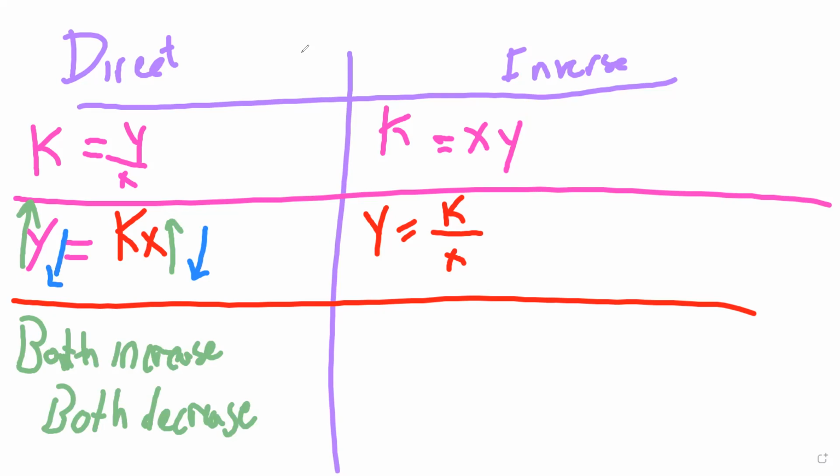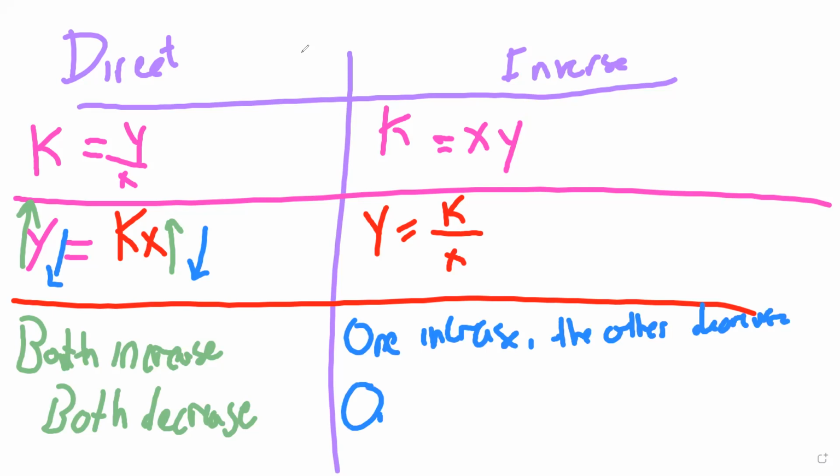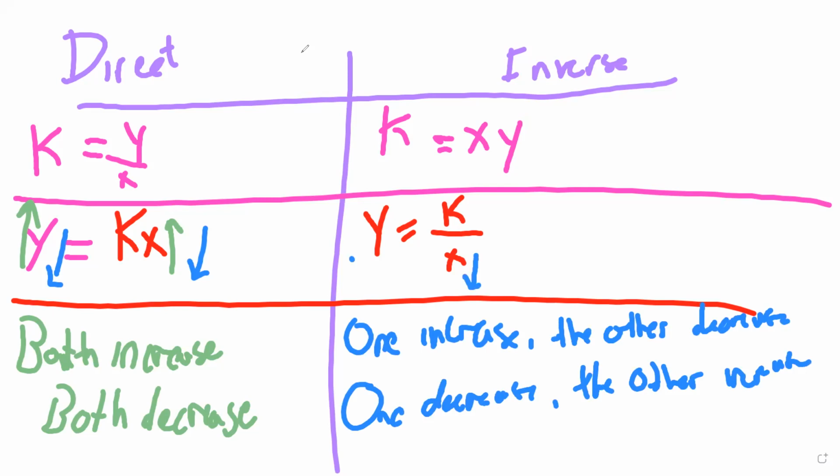But for the inverse, one increases and the other decreases. They're opposite to each other. Or one decreases and the other increases. So if we decrease x, y will be increased. Or if you increase x, y will be decreased. This is the inverse.